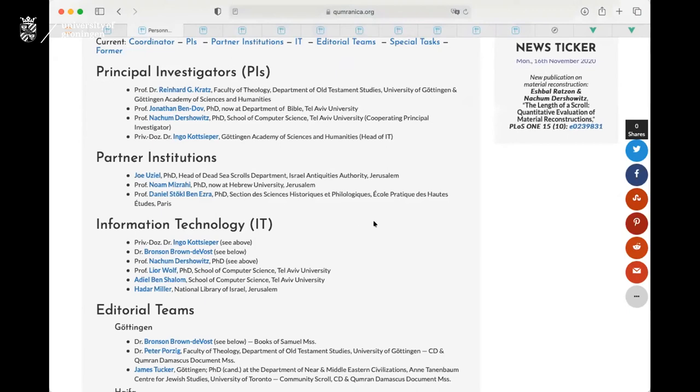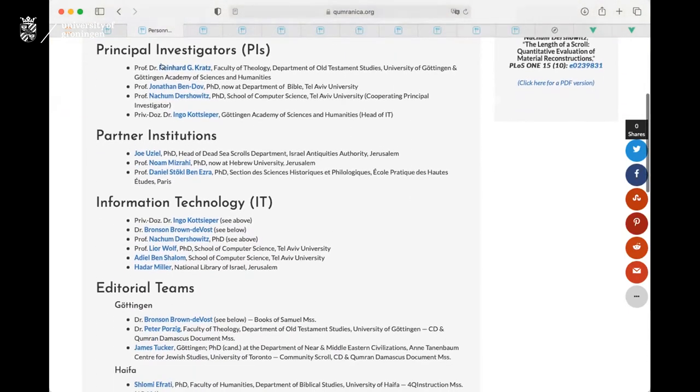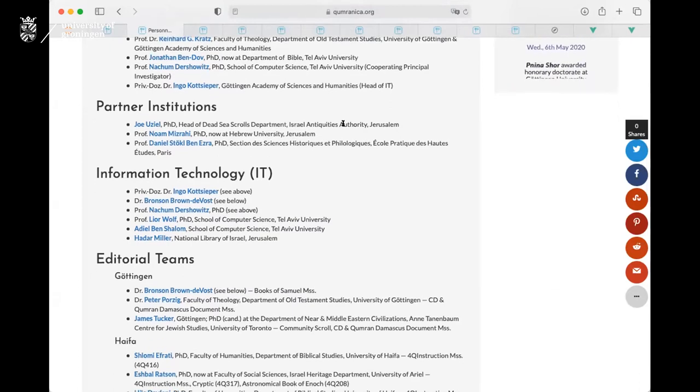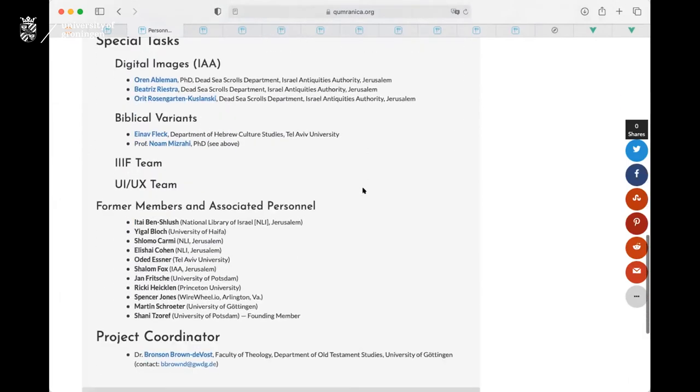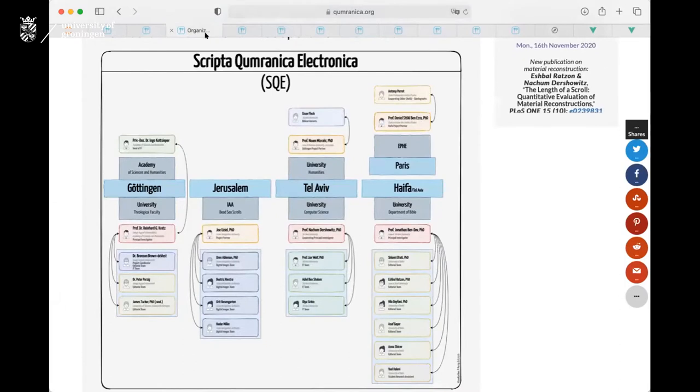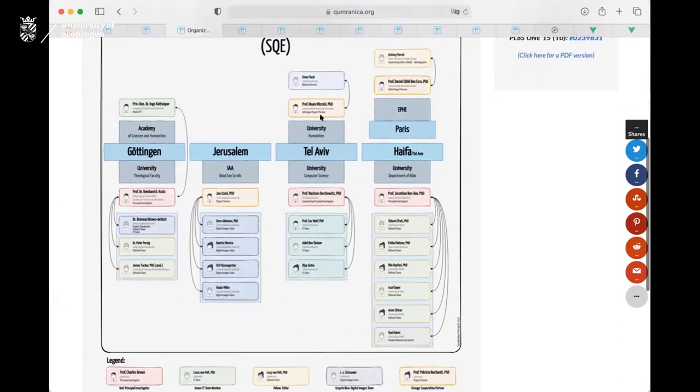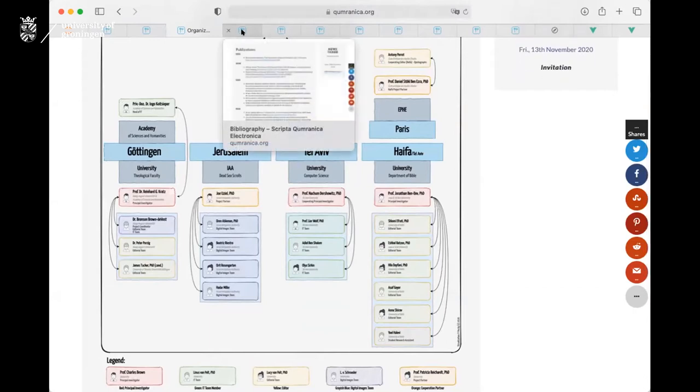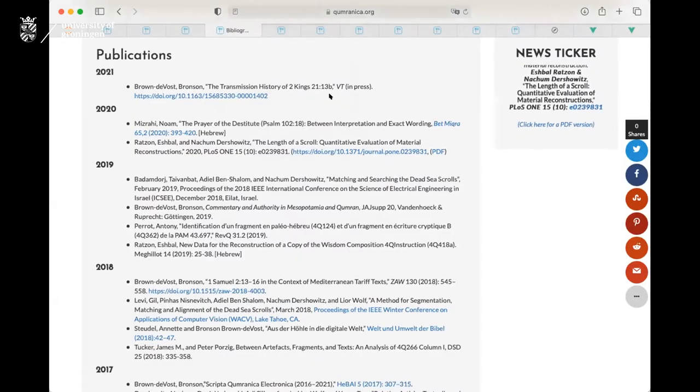And just to show you how dizzying it can be to keep track of everyone, we have three PIs, Reinhard Kratz here in Göttingen, Yonatan Ben-Dov in now Tel Aviv, who was Haifa when we started, Nachum Dershowitz in Tel Aviv, he's now retired, and Ingo Kottsieper, who's the head of our IT stuff here in Göttingen. But of course, we partner directly with the Israel Antiquities Authority, so that started with Pnina Shor, now it's Joe Uziel, and anyway, there's a lot of people here, so I encourage you to go through and take a look, and you'll see probably some names you know. And again, you can see the complex relational map between all of us. And I think it's not a digital humanities conference unless you have some sort of graph image to show people. So I guess that somehow counts as a graph. Also, you can find on our website the many publications that we've put out.